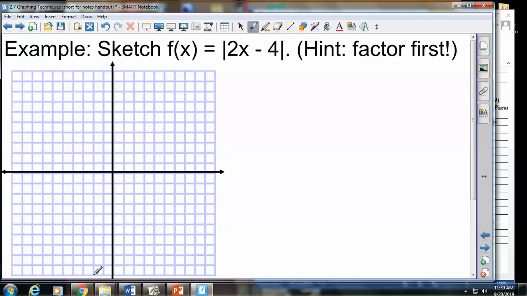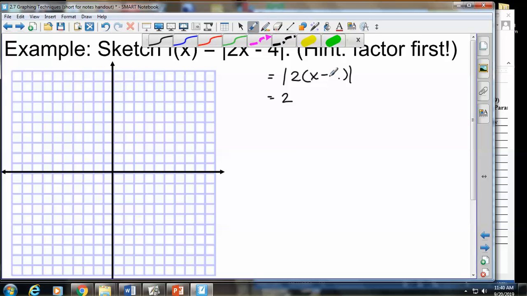This one, I gave you a hint. The very first thing I would do on this problem is factor it. What could you pull out of 2x minus 4? We could leave it like this. We could even, do we know what the absolute value of 2 is? 2. So could I pull it outside my absolute value? Should be a 2 right there.